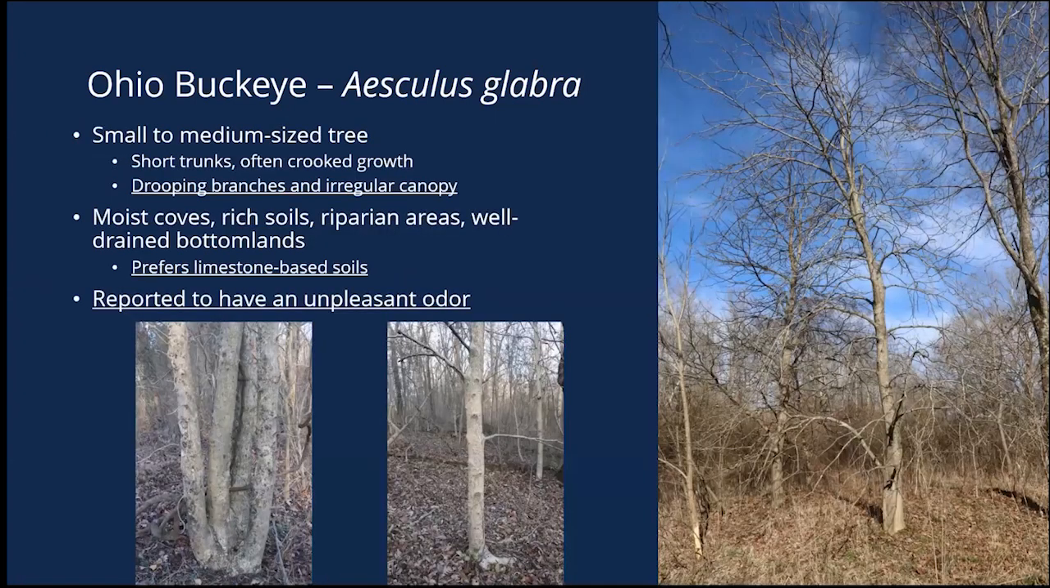This is a small to medium-sized tree usually. Short trunks, often crooked growth, low branches, drooping branches, really a poor form tree usually. You see it growing in moist coves, rich soil areas, riparian areas, bottomlands. It tends to prefer limestone-based soils, kind of like Chinkapin oak, but in a wetter environment. And it was reported that if you scratch the twigs or break the buds, it has an unpleasant odor. I did not take the time to verify that, so I cannot say that for sure. I'd be interested if anybody has smelled Ohio Buckeye and if you think it is smelly.